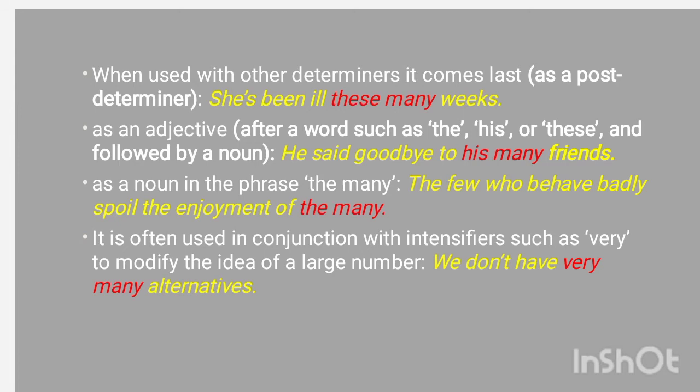Many is also used in conjunction with intensifiers such as very to modify the idea of a large number. For example, we don't have very many alternatives. Many here is preceded by the intensifier very.